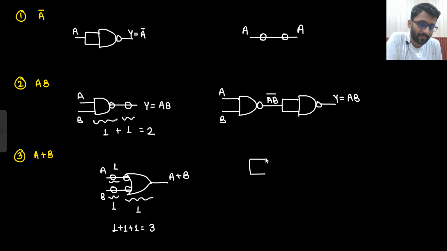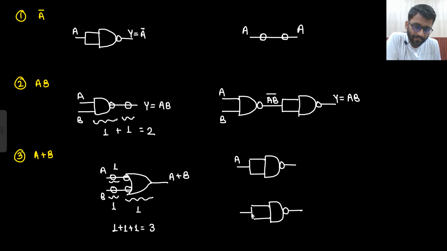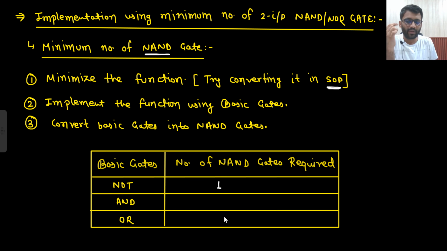And how did we implement that? If you remember it clearly, first A will go through an inverter. This is an inverter, so this will be your A bar. Then B will go through an inverter. That will be your B bar. And then there will be another NAND gate. This is a NAND gate only. So this is how you will implement A plus B. So to implement an OR gate you required 3 NAND gates, and to implement an AND gate using NAND gates you required 2 NAND gates.